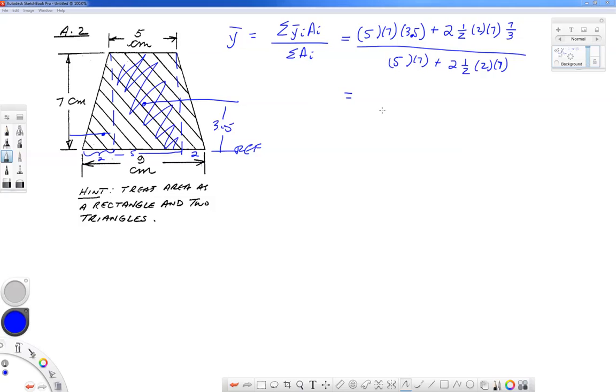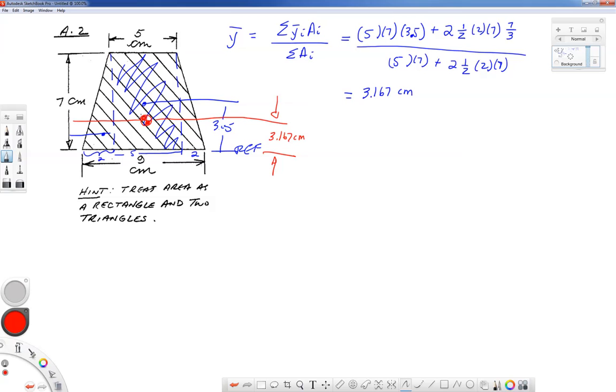And by calculating those numbers, I got 3.167 centimeters. Okay, so what that means, I'll put this in red, is that the centroid of the entire cross-section is a little bit lower than the centroid of just that central rectangle. Centroid of the entire cross-section is located here. I'm drawing it in red. And that distance from my reference line is 3.167 centimeters.